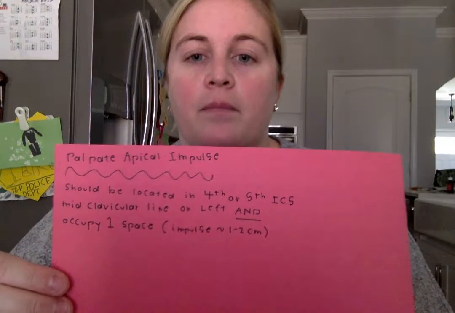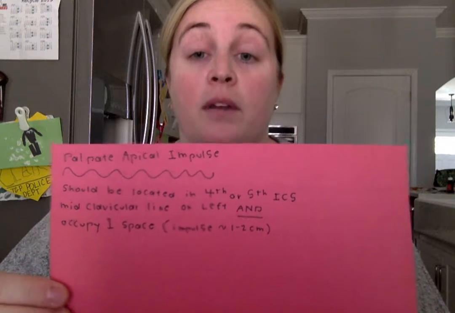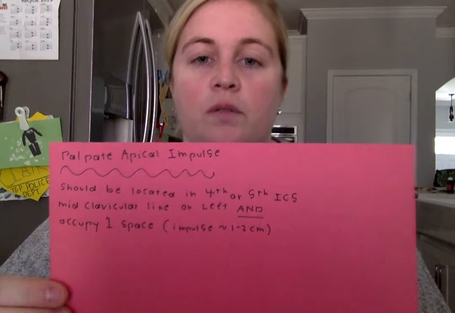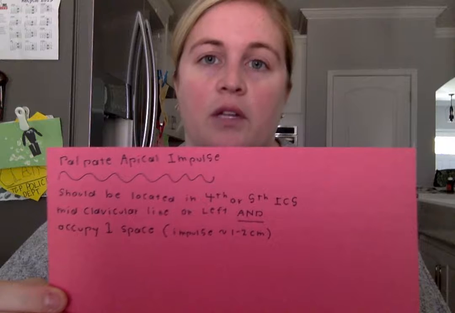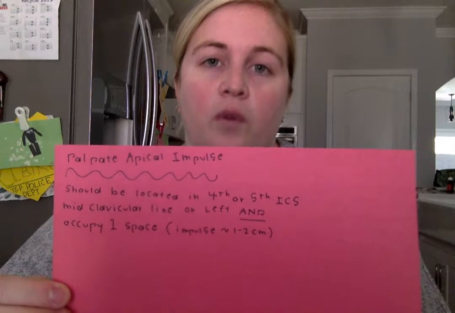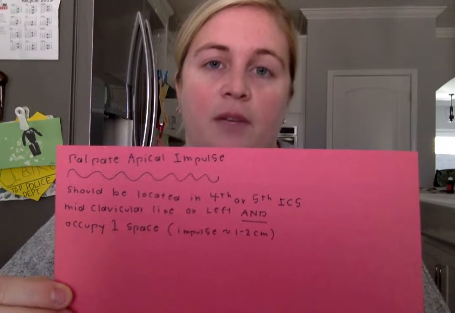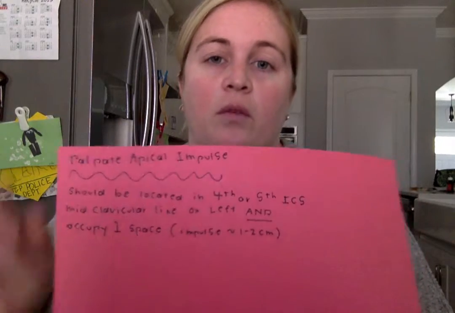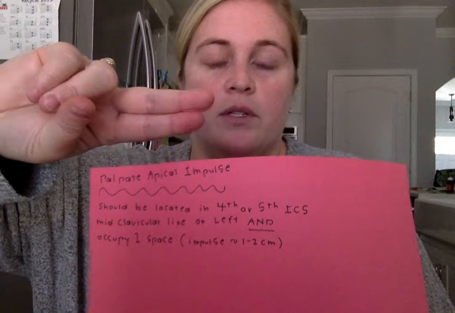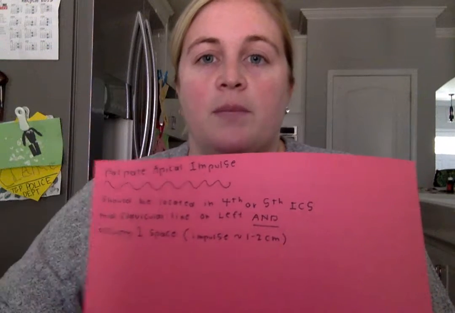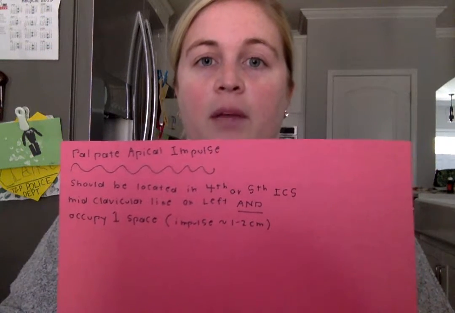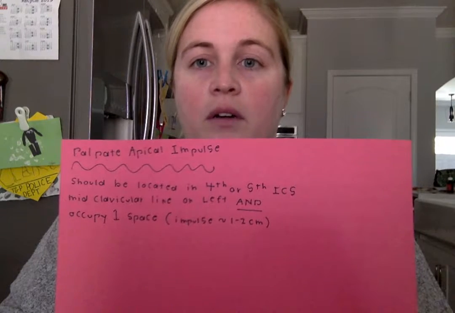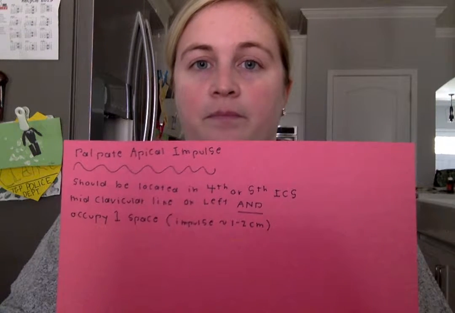Whenever you're palpating this apical impulse, you just want to make sure that it's in the location that you would expect it to be. So the 4th or 5th intercostal space, left midclavicular line, and you want to make sure that it is only occupying 1 to 2 fingertips, so 1 to 2 centimeters. If it's bigger than that, then you're concerned that there may be a possible enlargement of the heart or a left ventricular hypertrophy.